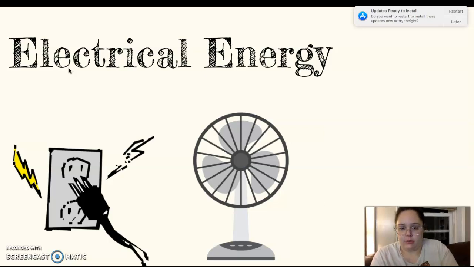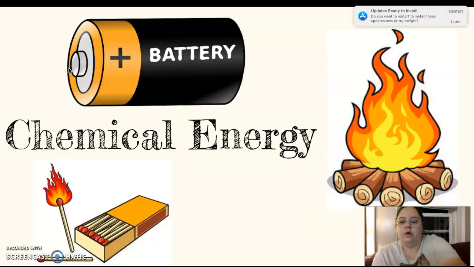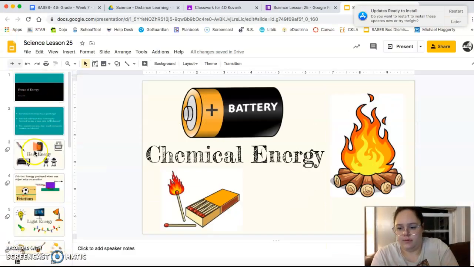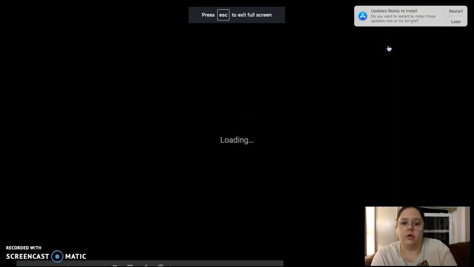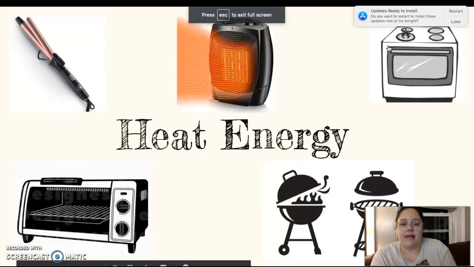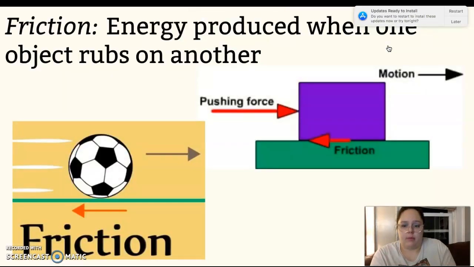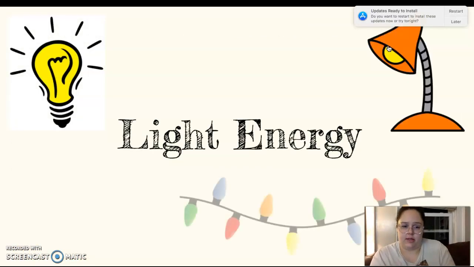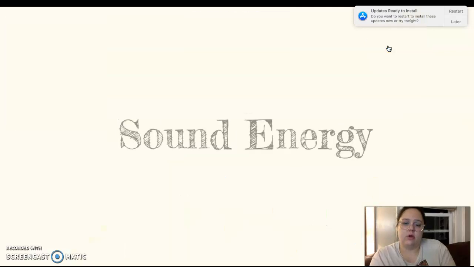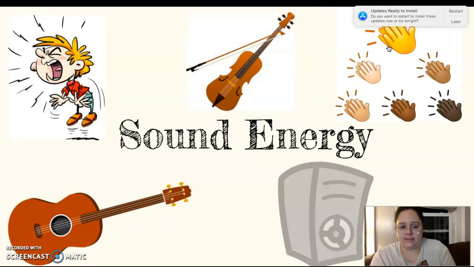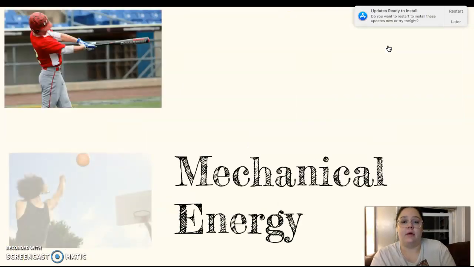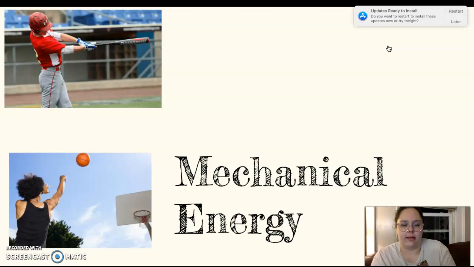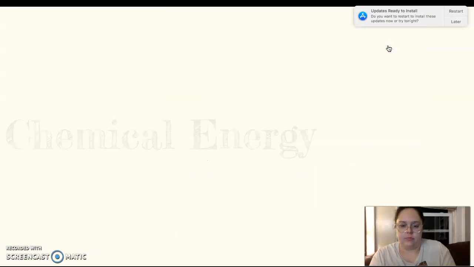All right, so real quick, let me go through it one more time. Heat energy, anything that gives off heat, warmth. Remember, friction, rubbing against each other. Light energy is any type of energy that gives off light. Sound energy, any type of energy that makes sound. Mechanical energy, remember, think of mechanical movement, a mechanic doing work with tools. Mechanical means you are doing some type of movement to create energy.